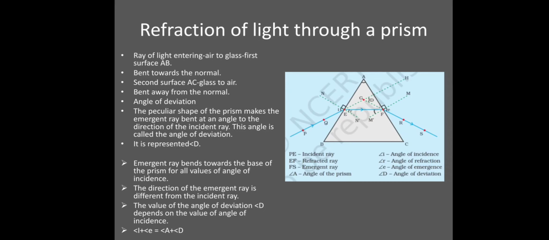We can conclude the refraction of light through a prism as angle I, that is angle of incidence, plus angle E, angle of emergence, is equal to angle A, which is the angle of prism, plus angle D, which is the angle of deviation.